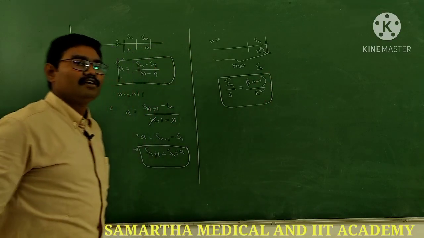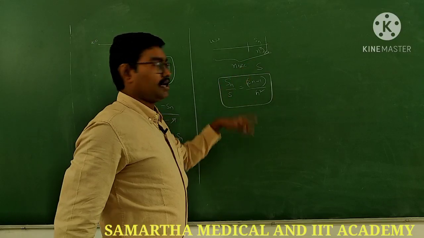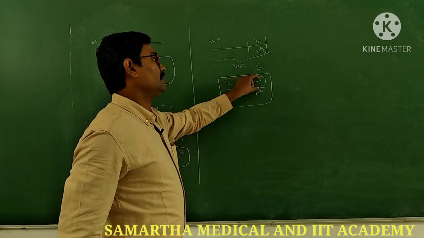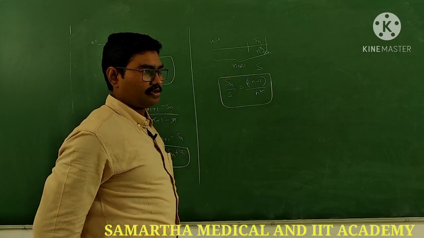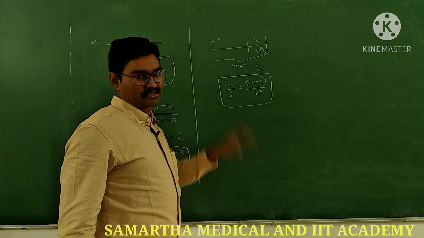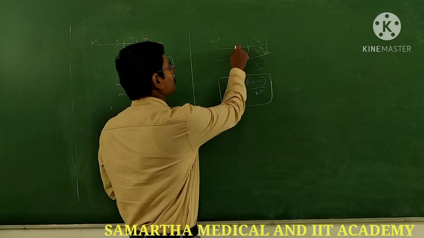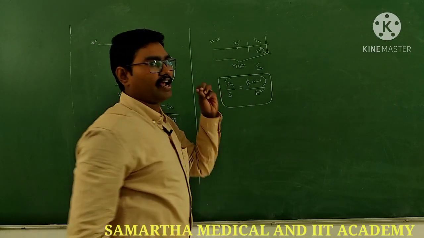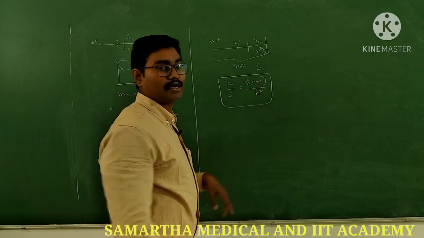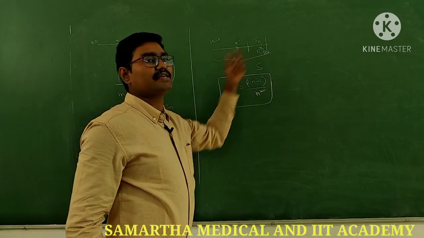The fraction of distance covered in the nth second to the total distance is equal to 2n minus 1 by n square. This is a direct formula. Okay, this is for a body that starts from rest and goes with uniform acceleration. If a body starts from rest and goes with uniform acceleration, then in that situation the fraction of distance covered in the nth second is nothing but 2n minus 1 by n square. So n is what? The nth second.